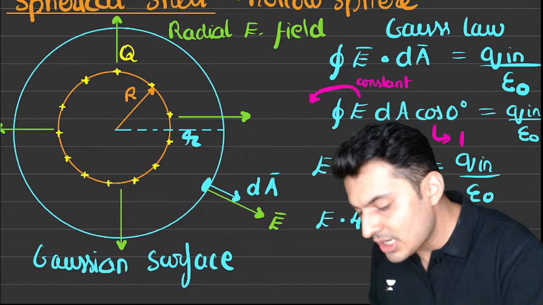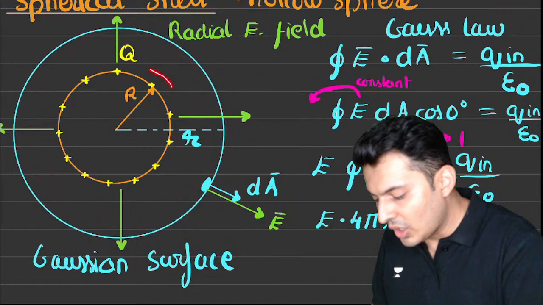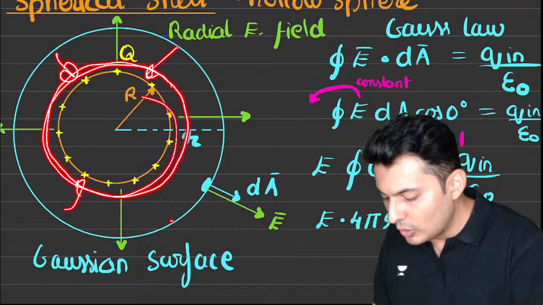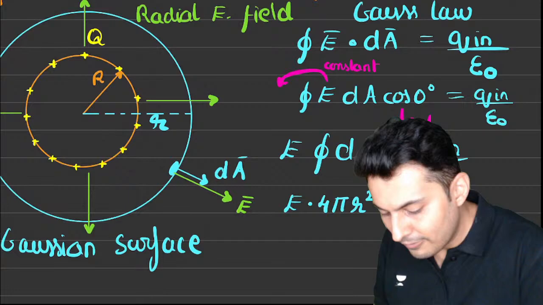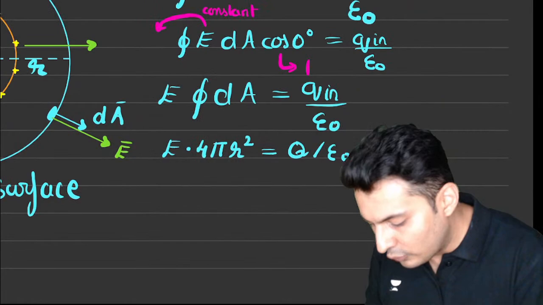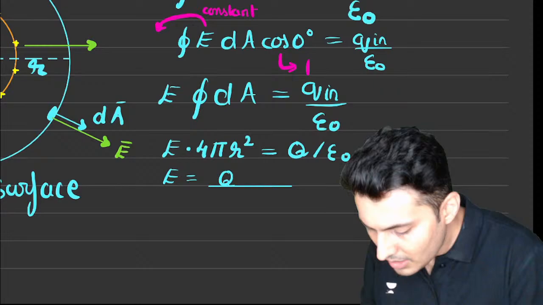What is the inside charge? How much charge do you think is there inside this big blue sphere? I think all these yellow charges which I have shown are there inside this particular Gaussian surface. So should I not just put that as basically Q divided by epsilon naught? Everybody with me? Very nice. So let me take 4 pi r square on the other side. So E will be Q by 4 pi r square epsilon naught.